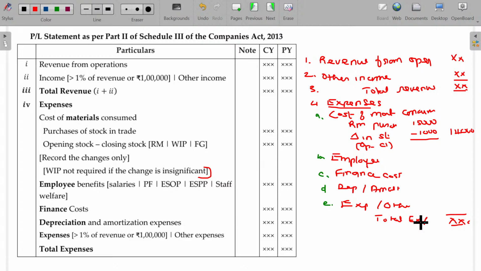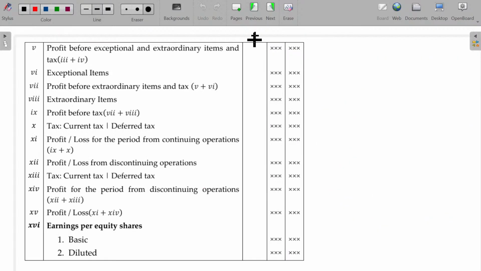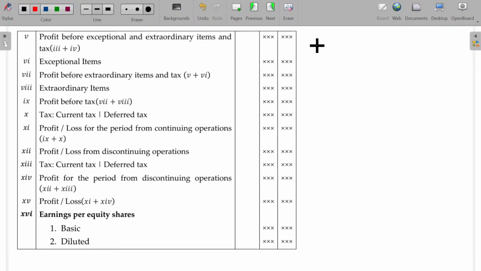Make it faster. Now, the difference between revenue and total expenses is the profit in general, but here this will be named totally different. Profit before exceptional and extraordinary item. Exceptional item and extraordinary item and tax.